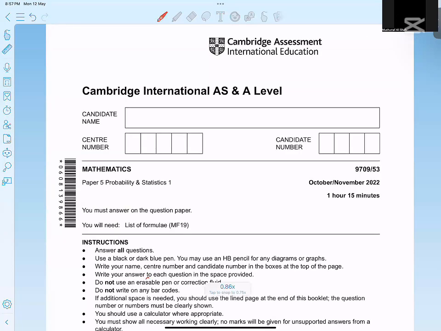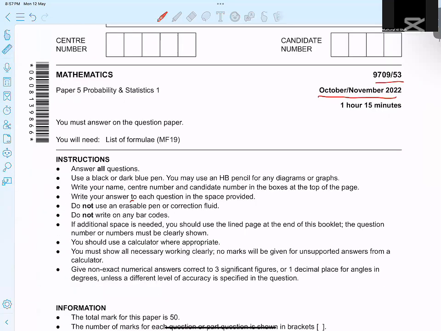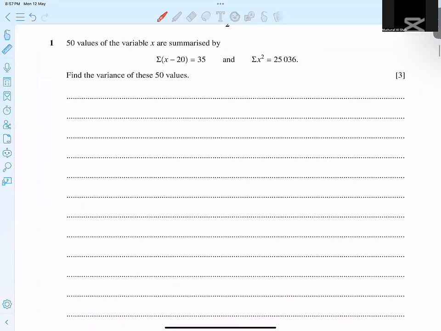October 2022, 53 variant. We're going to start. So students, we have question number 1. 50 values are given, so n is 50, and we have been given the coding method. What is it asking for? Variance.